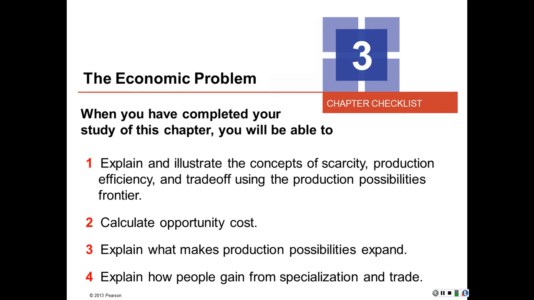We'll talk a little more about opportunity cost, and as we've learned in chapter 1, opportunity cost includes implicit cost. It's explicit cost as well as implicit cost. And then finally, we will talk about something called comparative advantage and trade, okay?